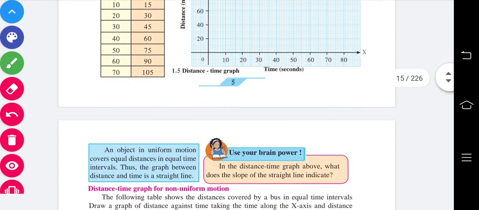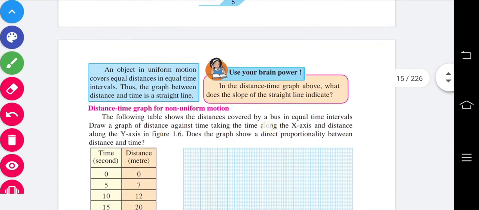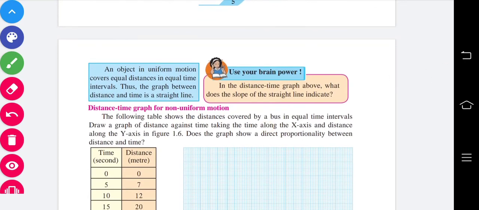Yes, an object in uniform motion covers equal distance in equal intervals, thus the graph between these is a straight line. You already drew this graph. In the distance-time graph above, what does the slope of the straight line indicate? So the straight line indicates the speed of the car. Speed of the car.